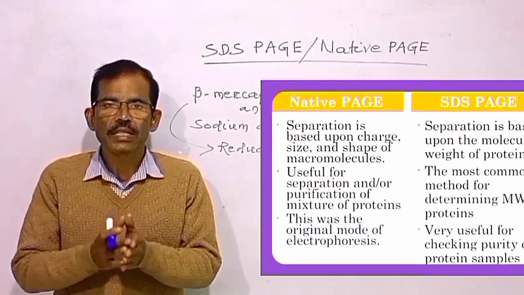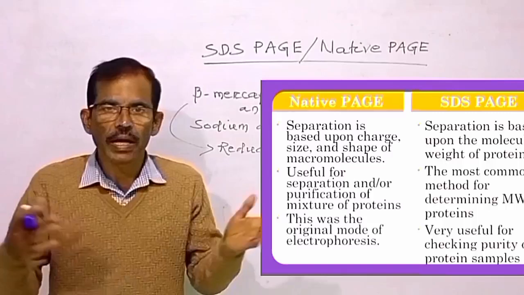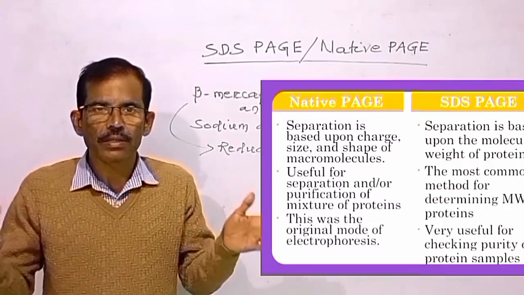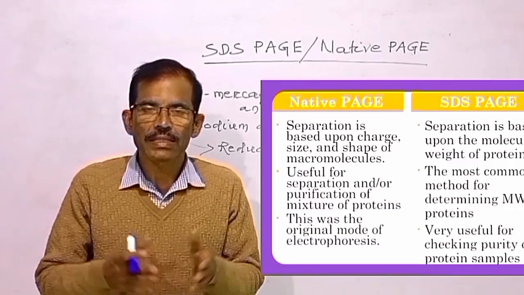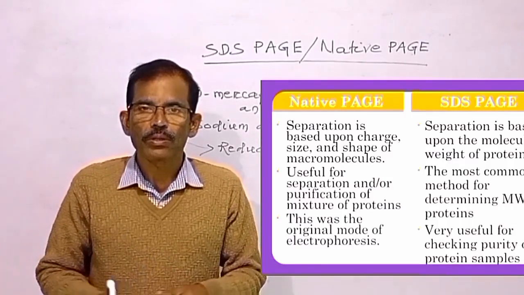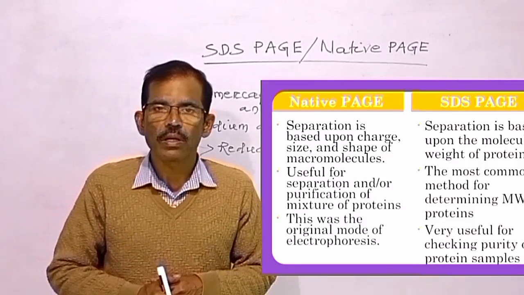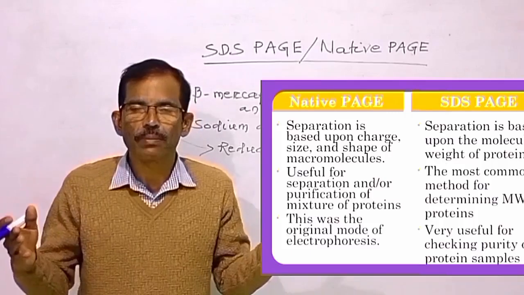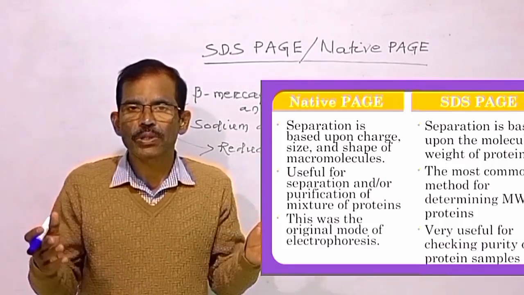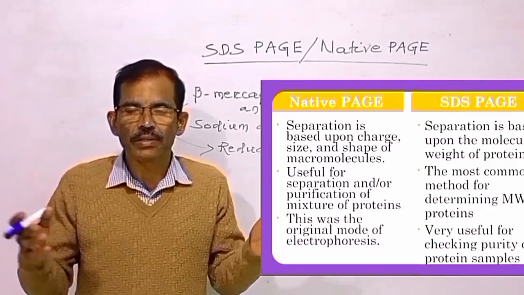In both SDS-PAGE and native PAGE, separation is carried out in a cross-linked polyacrylamide gel matrix which acts as a porous mechanical support. Because of the presence of pores of specific size, polyacrylamide gels serve as a molecular sieve, thereby improving the separation of different biomolecules based on their size.